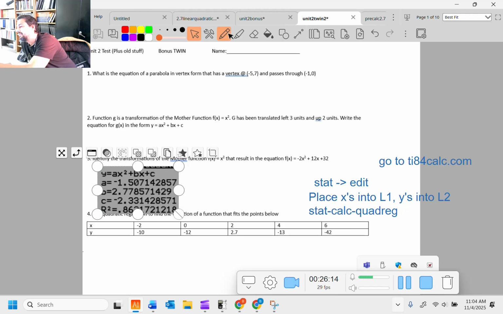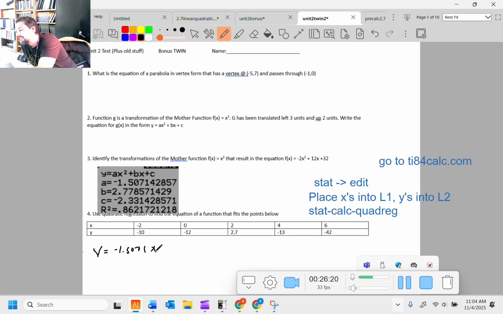I don't know if I have this thing multiple choice or not, but the equation is -1.5071x squared. See how it says A, plus 2.7786, this is B, x, plus the constant, minus 2.3314. Now, you'll see where my calculator has this r squared value.